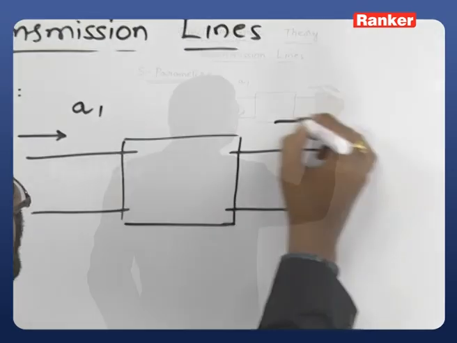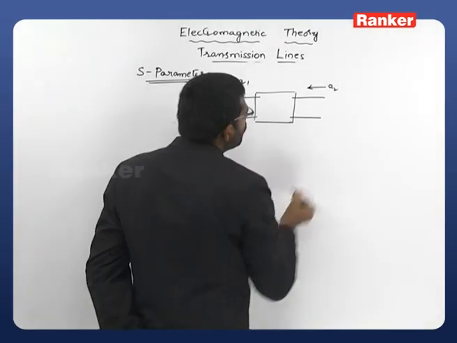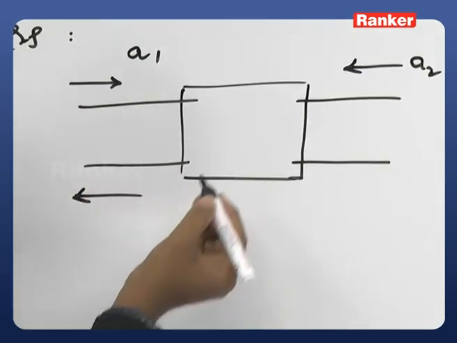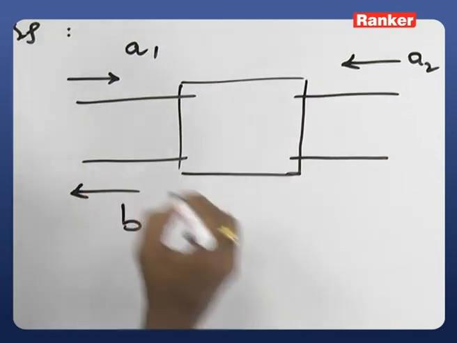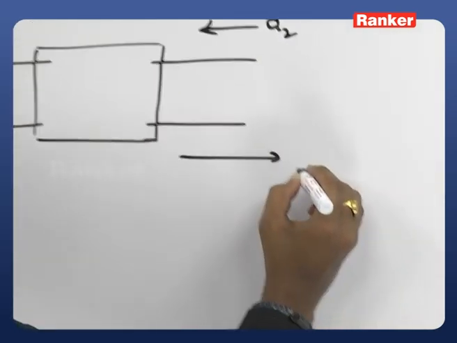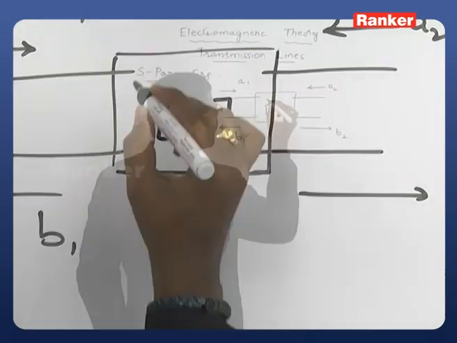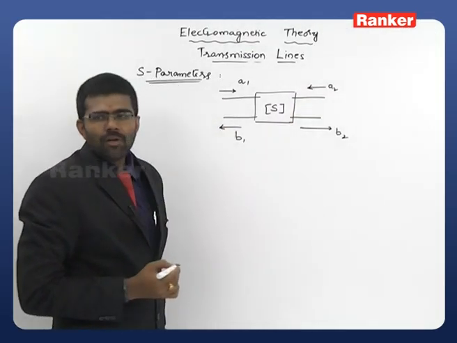And what is the wave which is applied to the port 2? A2. And here the reflection or the scattering wave which is coming from port 1 is B1 and the scattered wave which is coming from port 2 is B2. Now this can be characterized with a matrix called as scattering matrix.